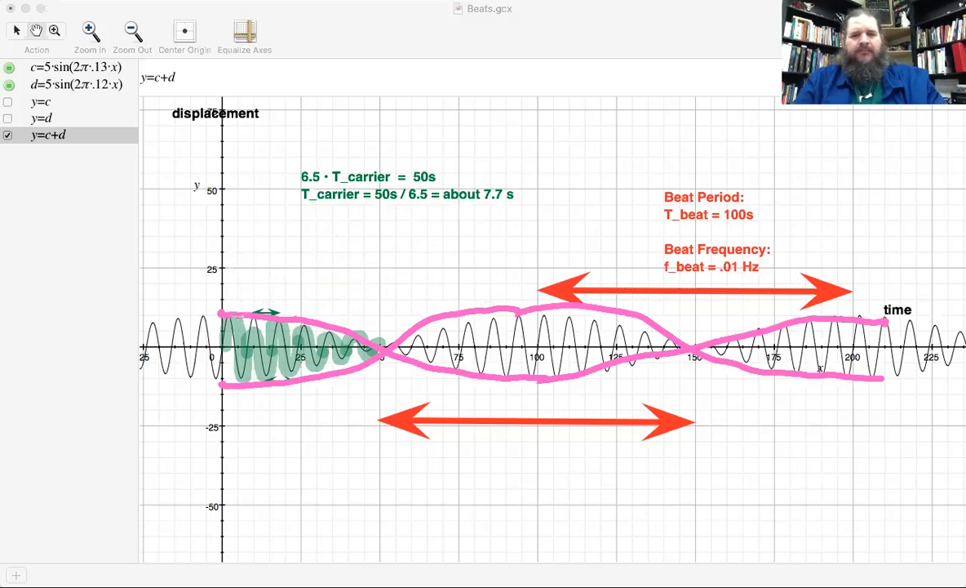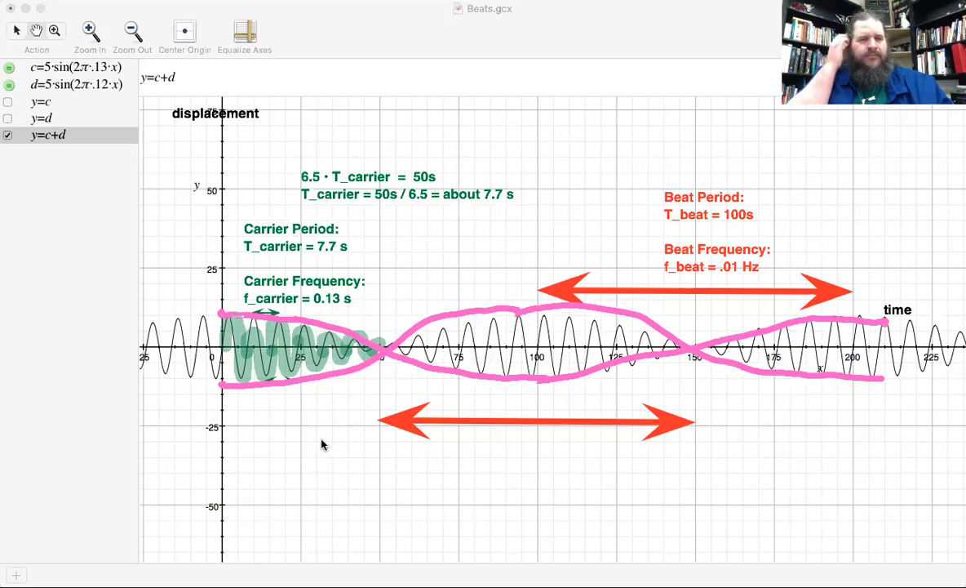Whereas the carrier frequency, if we take 7.7 seconds and invert that, 1 over 7.7, I'm getting about 0.13. And what would that tell us? What does the carrier frequency tell us? If we're talking about how many actual oscillations there are per second, that is how many times your eardrum actually wiggles per second. What does that tell you about the sound?